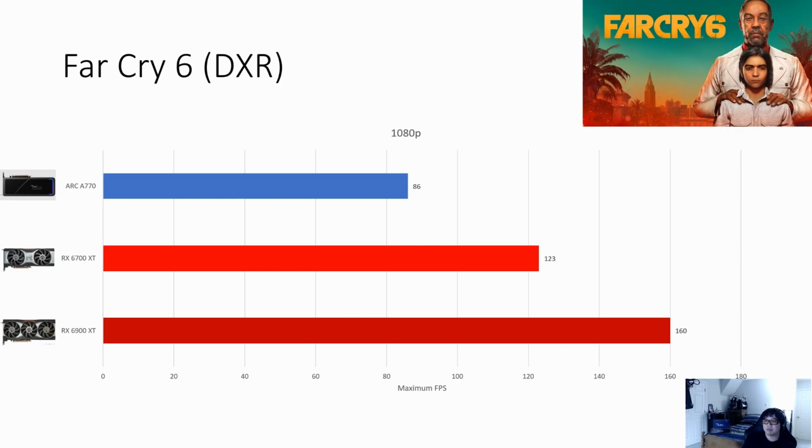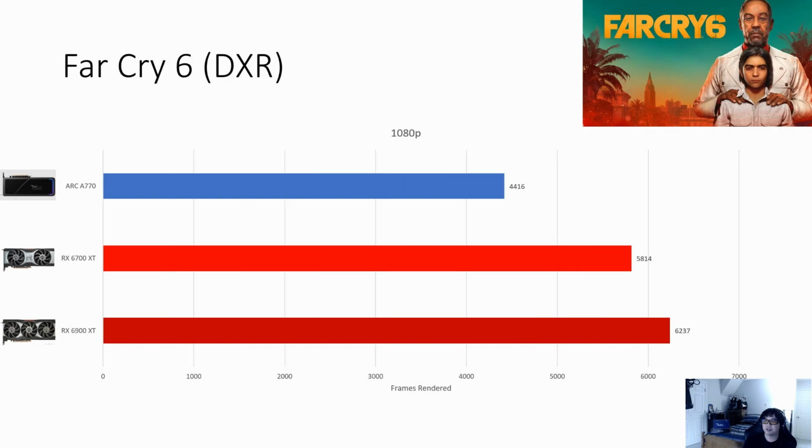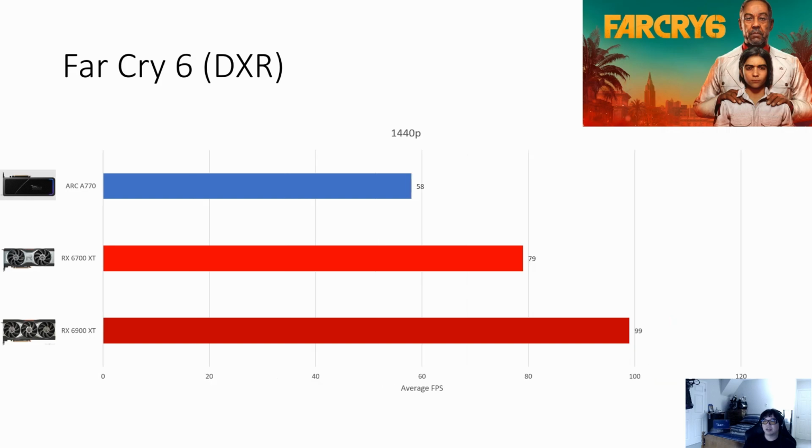So if we look at the maximum FPS, again, the Radeon cards, it looks interesting here because they just kind of scale almost linearly. And then you have your frames rendered. So this one, just like Tomb Raider, it did give me the total frames rendered, which I like to have, that info if possible. And then at 1440p, we have 58.